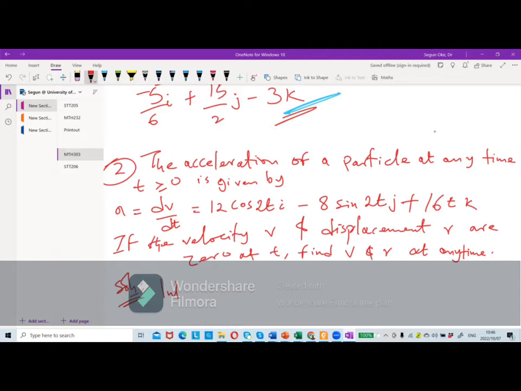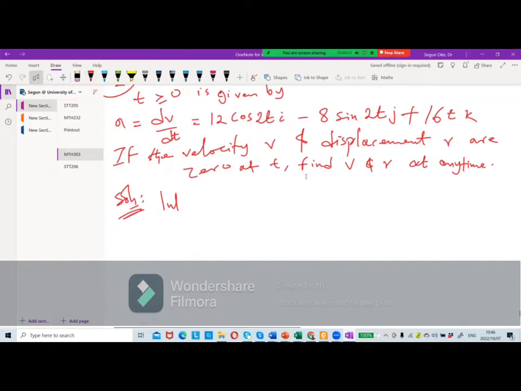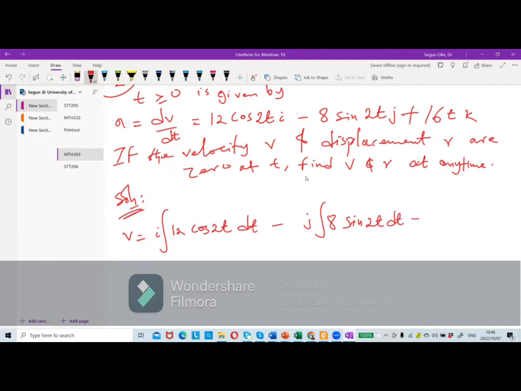Yes. Okay, let's write it out for the others to also benefit from it. So when you are given this question, what do we need to do? We have our v to be the integral of i, 12 cos 2t dt, minus j, 8 sin 2t dt, plus k integral of 16t dt.